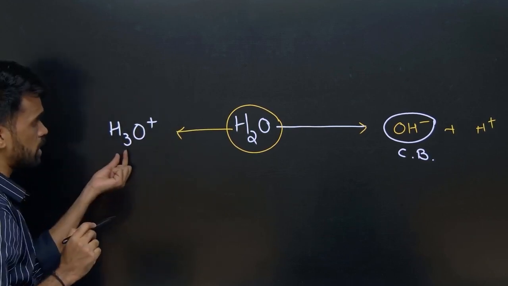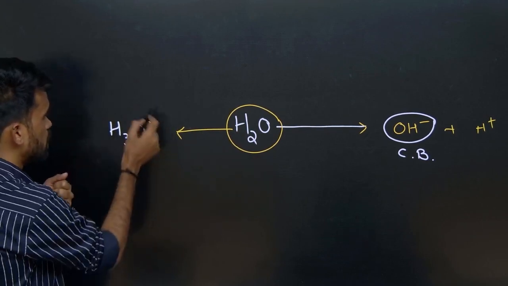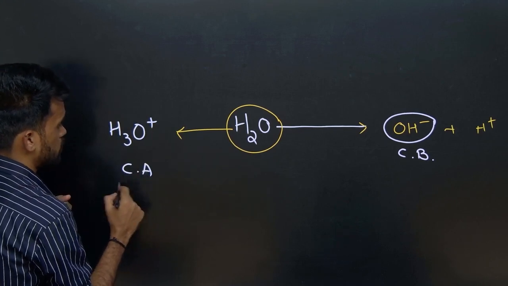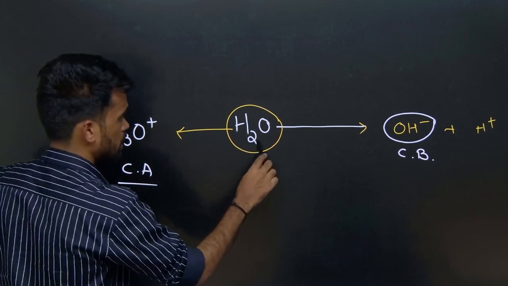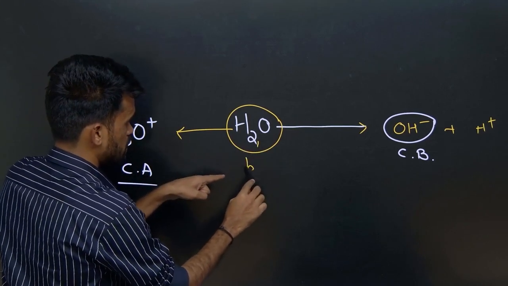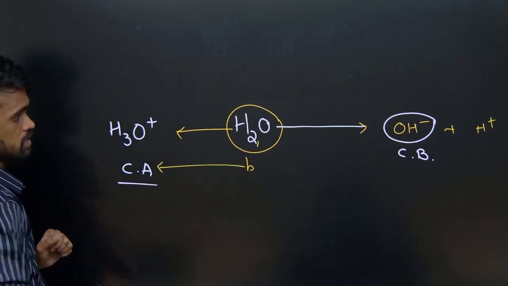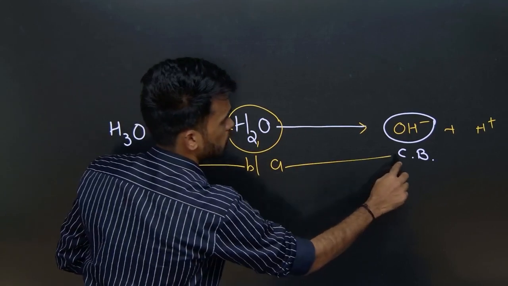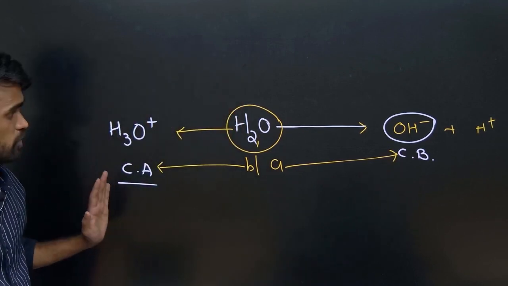That's it. One proton is greater than this base. Therefore this is what? Conjugate acid. Okay, so I hope it is clear. If this is the base, this will be its conjugate acid. If this is an acid, this will be its conjugate base. I hope you got the difference.